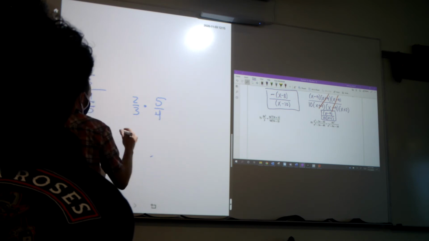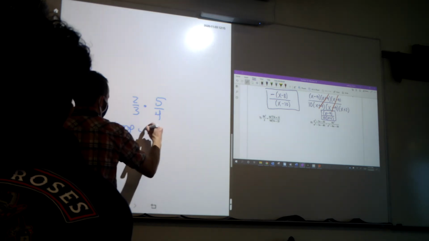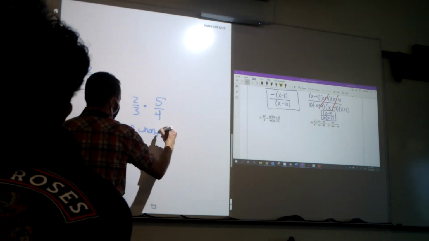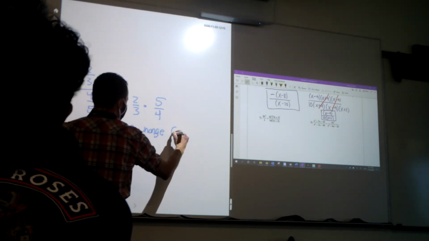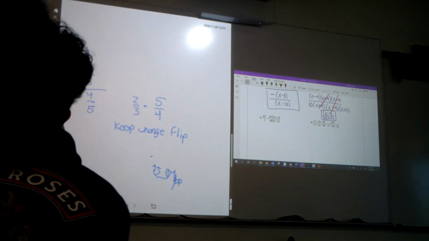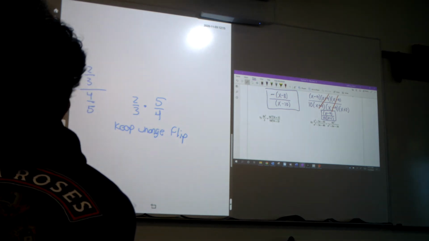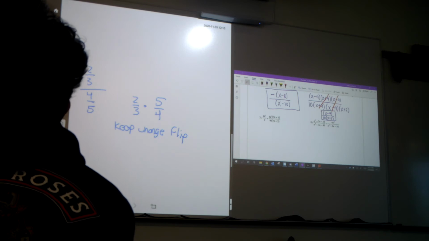And that was 3 words, right? Keep, change, and flip. This isn't writing very well. That's why I don't use this board. How many of you have heard keep, change, flip before? Just a couple. The rest of you, was it multiply by the reciprocal, or how did you learn it?